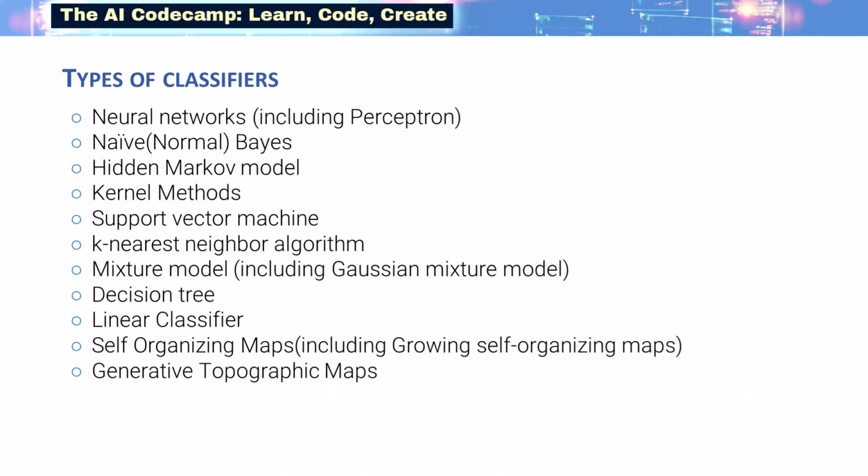There are different types of classifiers, such as neural networks, including perceptron, naive or normal Bayes, hidden Markov model, kernel methods, support vector machine, k-nearest neighbor, mixture model, including Gaussian mixture model, decision tree, linear classifier, self-organizing maps, including growing self-organizing maps, and generative topographic maps.